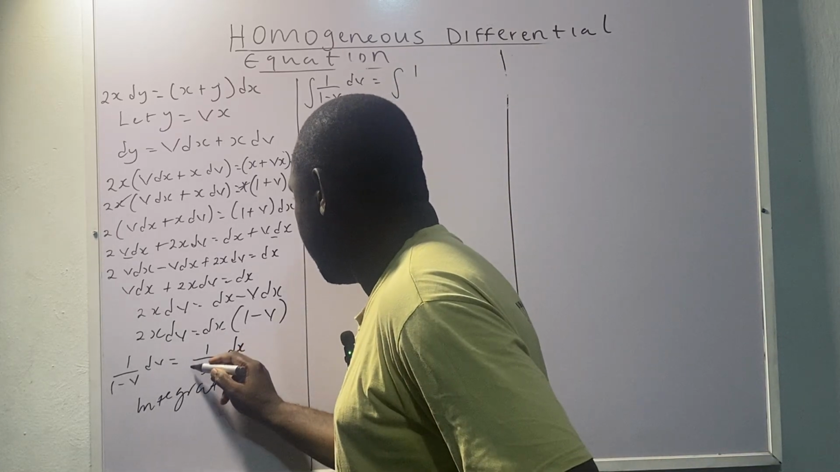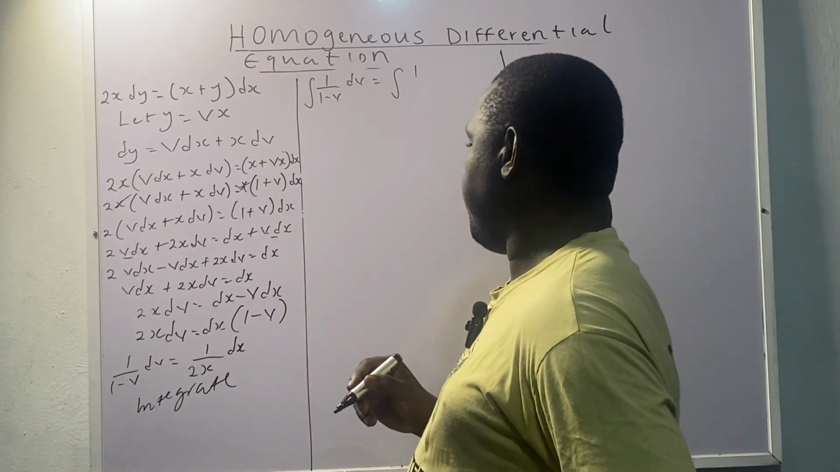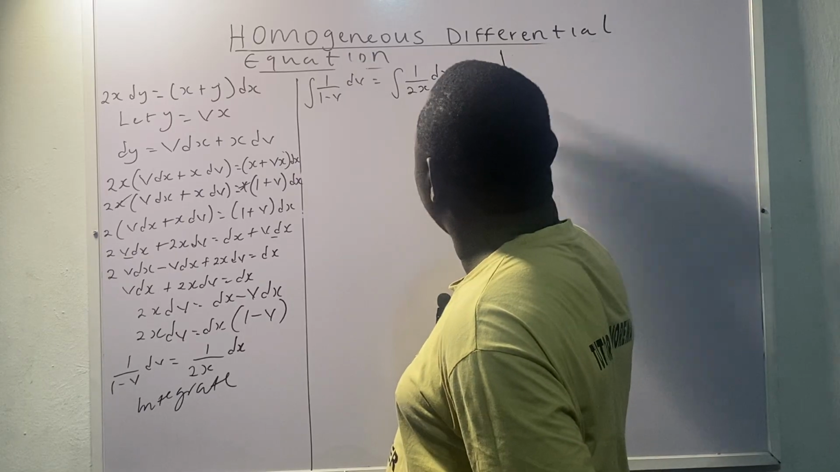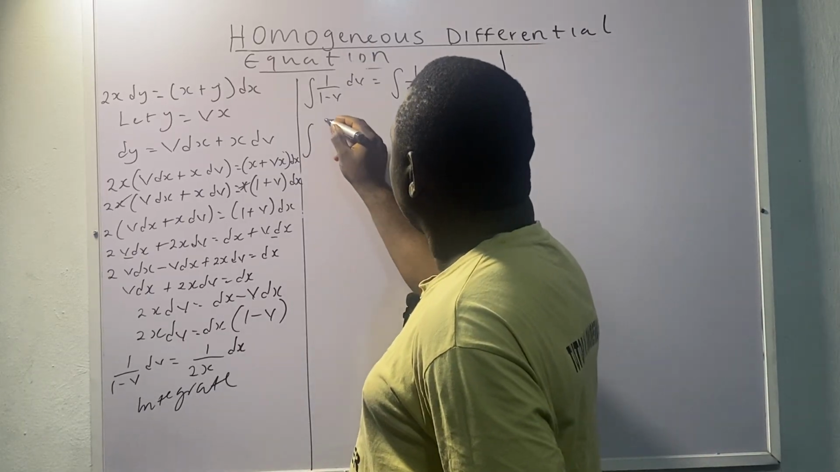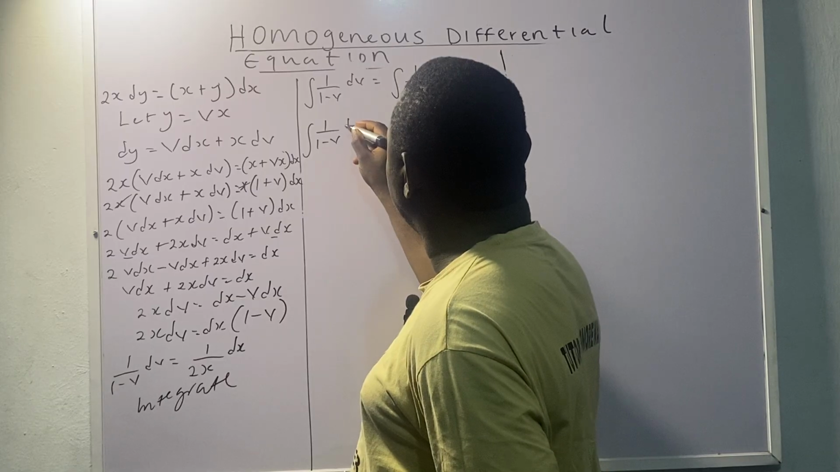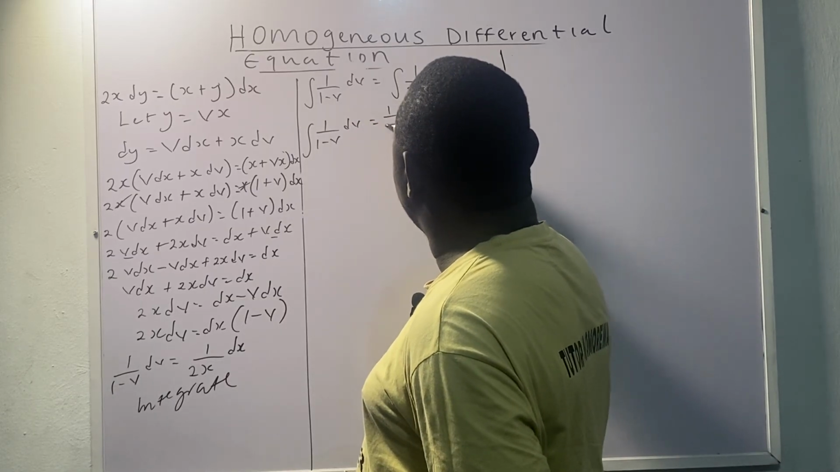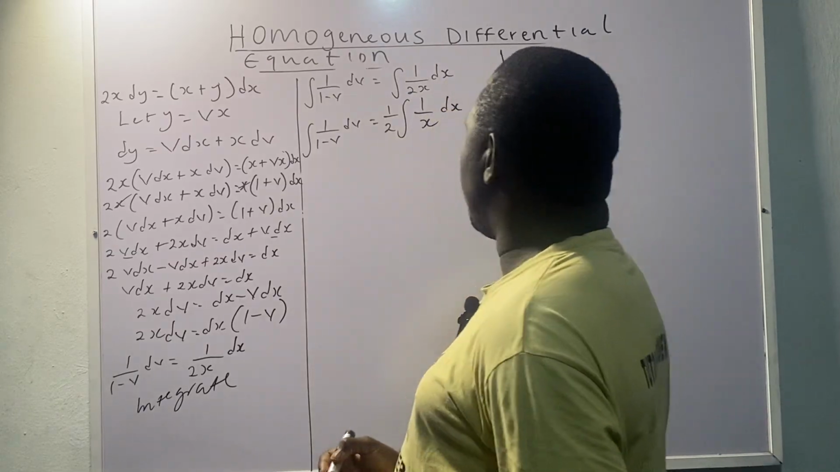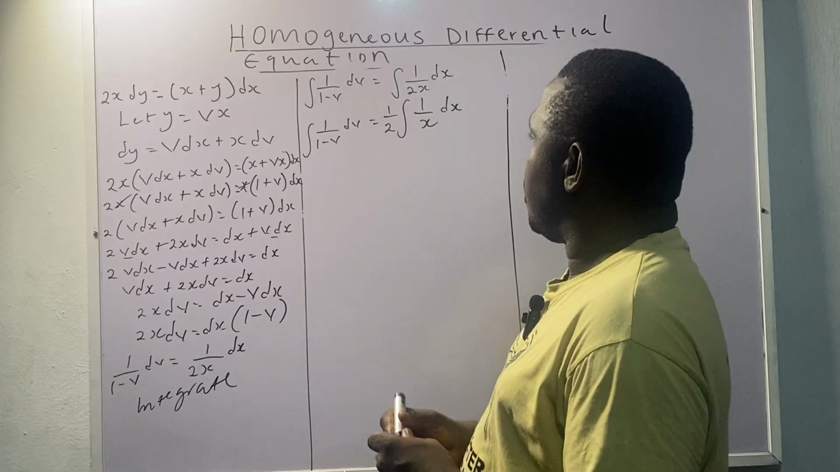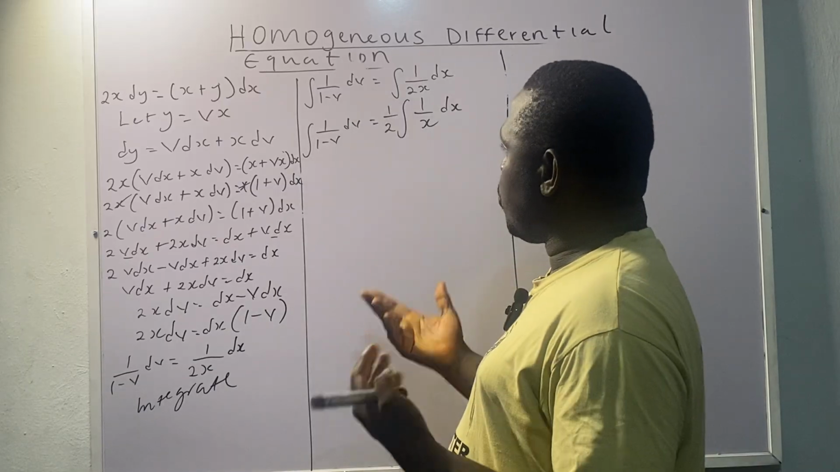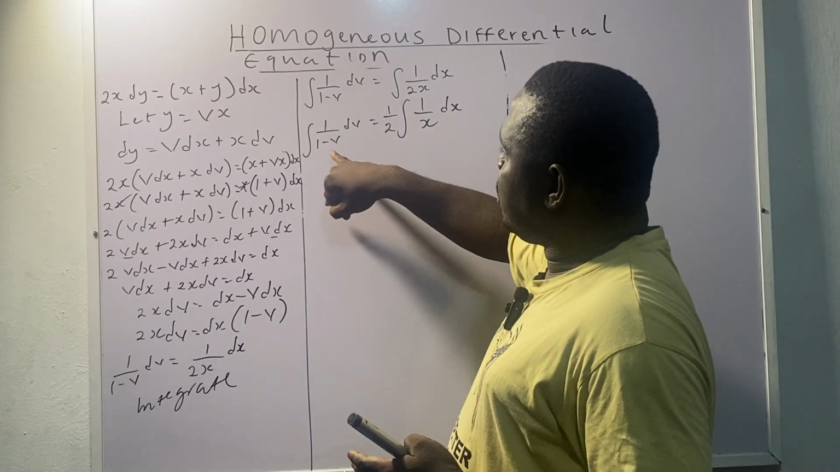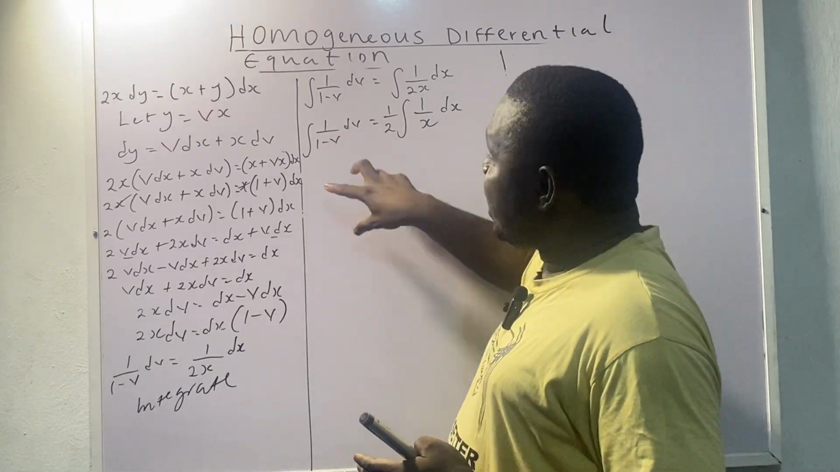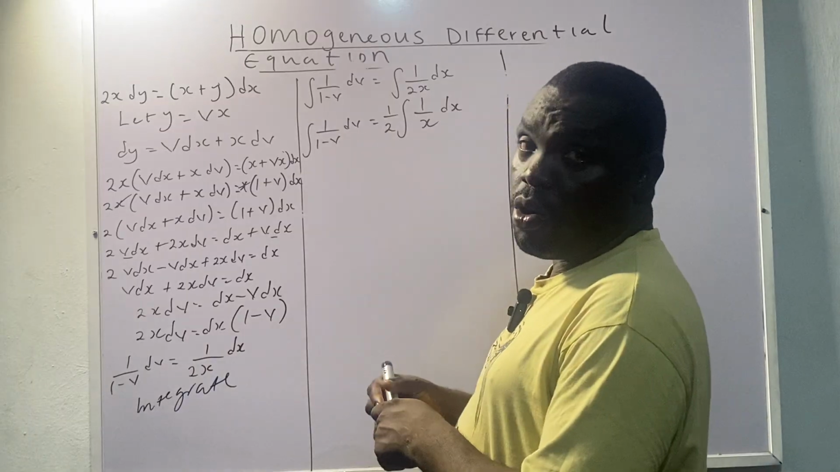No, this is 2, please. So we have this 1 over v dv. Then the constant can come outside. So you have 1 over x dx. So it is easy to integrate this. To integrate this, you have to just remember that whenever the derivative of the denominator gives you the numerator, your answer becomes the ln, the natural log of your denominator.